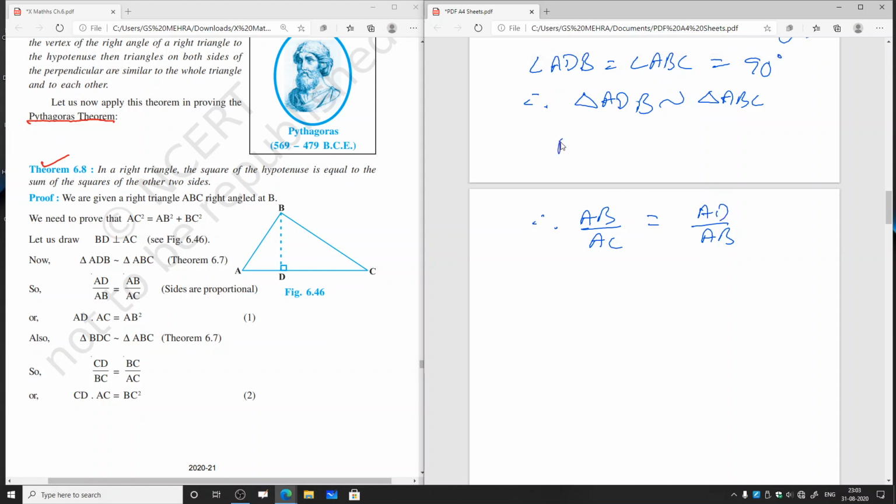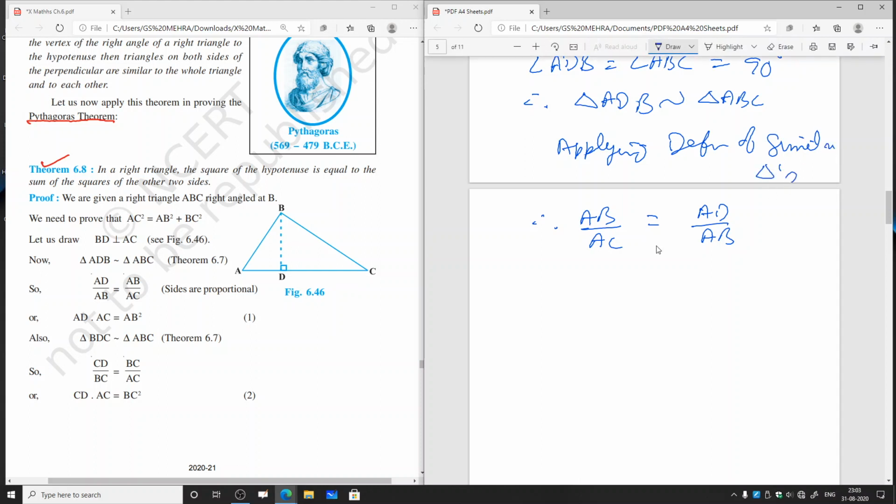Applying the definition of similar triangles and cross multiplying, we get AB square equal to AC into AD. So let this be 1.